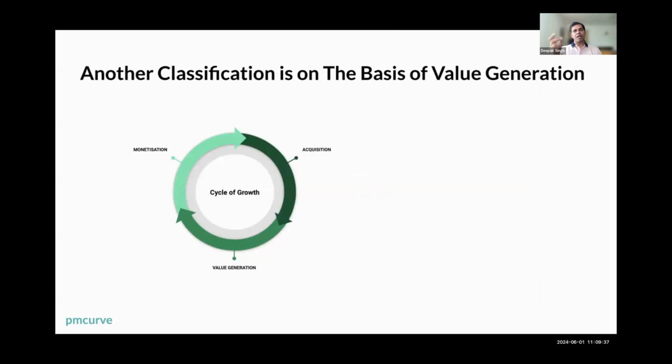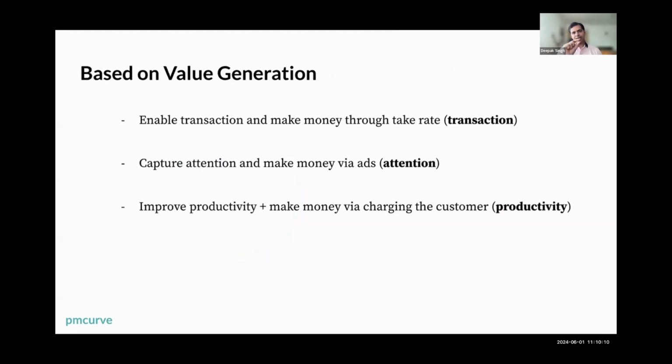The other classification that I love is on the basis of value generation. Ultimately, for PMs, it's all about value generation. If you're not generating new value for the user, we won't be adding much value to the organization. In the cycle of growth that I usually teach in my advanced growth program, there are three factors: the first is acquisition, the second is value generation, the third is monetization. The way a product generates value can also become the basis of classification. For example, there are products which enable transactions and make money through take rate.